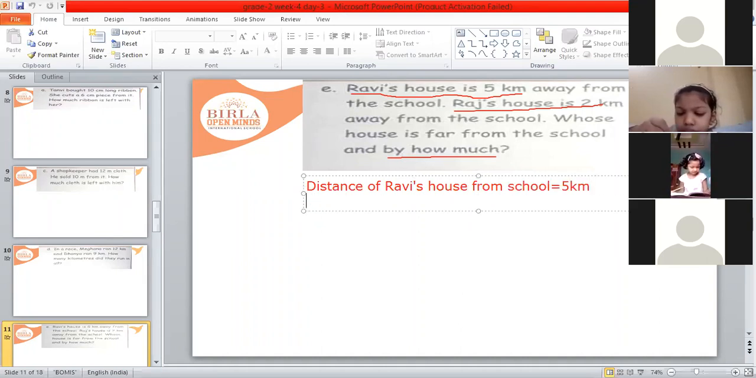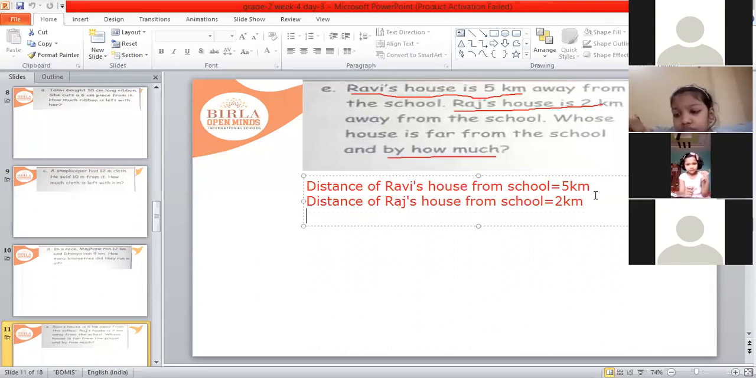Then in the next line you will write distance of Raj's house from school, and children please write the correct statement, okay, is equal to 2 kilometers. Distance of Ravi's house from school is 5 kilometers and distance of Raj's house from school is 2 kilometers. See, Ravi's house is 5 kilometers away from school and Raj's house is 2 kilometers away from school.